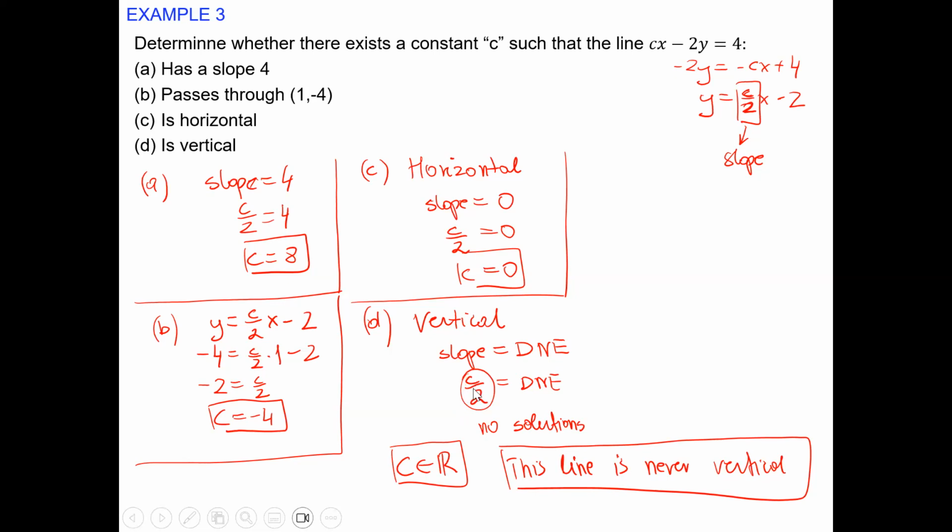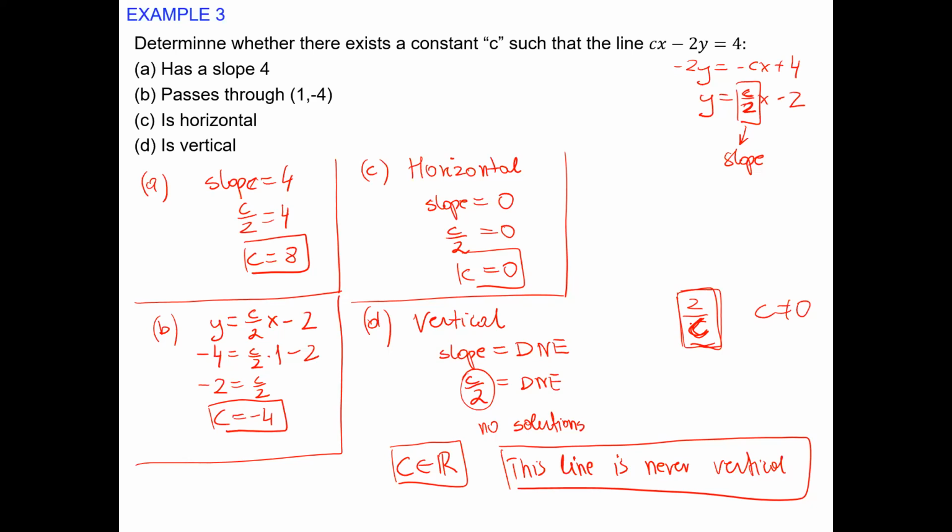If this were 2 over c, then for what values of c is this expression not defined? It's not defined at 0. Let's reverse it. If c is 0, this expression is undefined, because we cannot have 0 in the denominator. If it's undefined and this is the slope, then the line is vertical. Yes, the line is vertical.